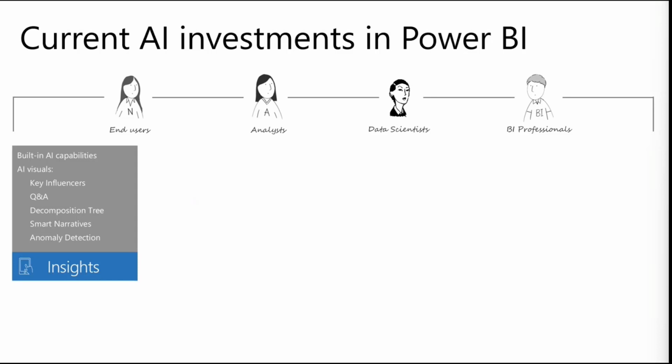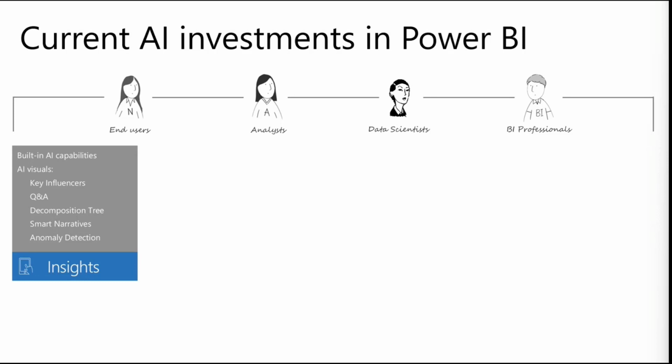The first set of features are insights, and today we're going to demo 5 different AI visuals. The first is key influencers. These are great for finding the key factor behind a certain metric. So if you have a certain metric and you don't know what's driving it to be high or low, or certain categories, you can use key influencers to find your answers.